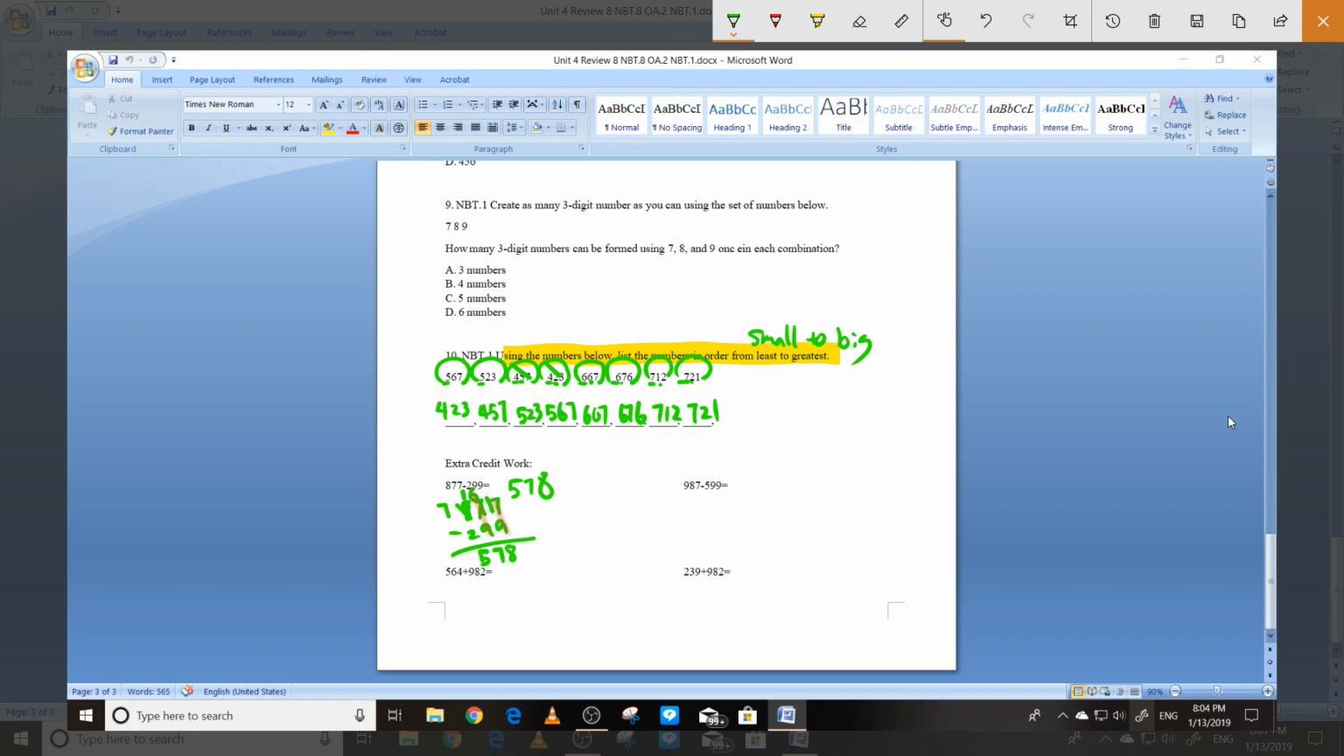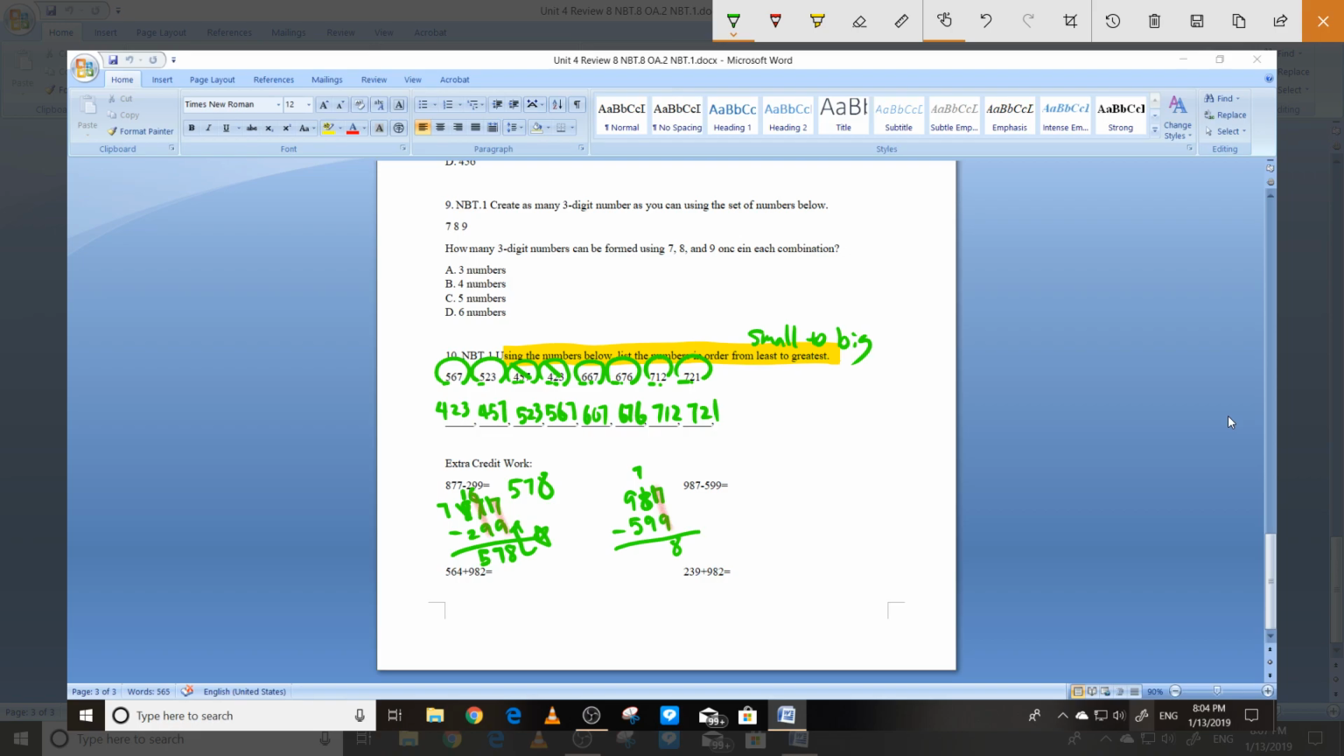The second one, 987 minus 599. This is also pretty simple. Minus 599. 7 subtract 9. Can't do it. 7 is small. Take 8 out, put a 7 there, put a 1 in front of the 7. What is 17 minus 9? You just did that, right? Right here. See? The answer is 8.